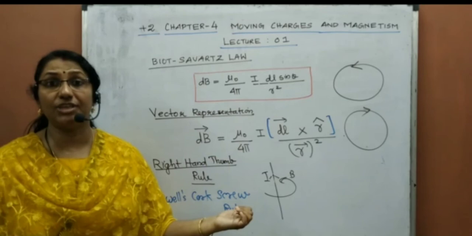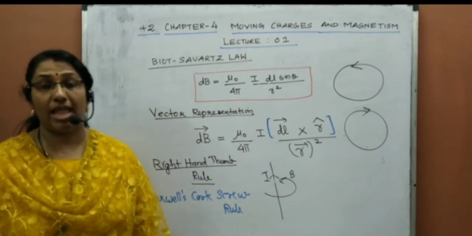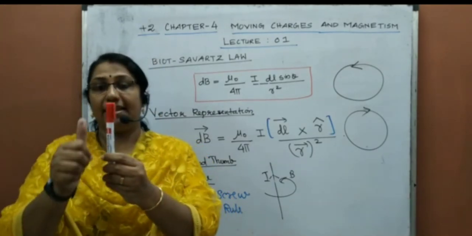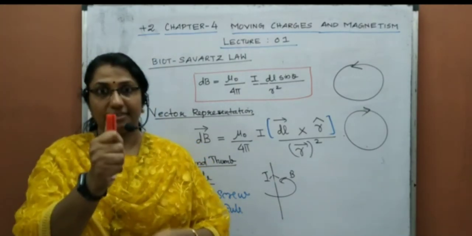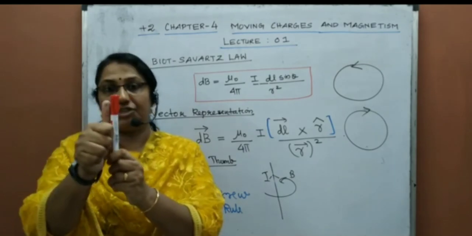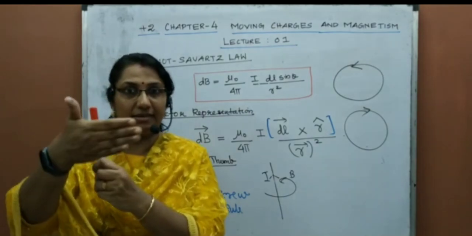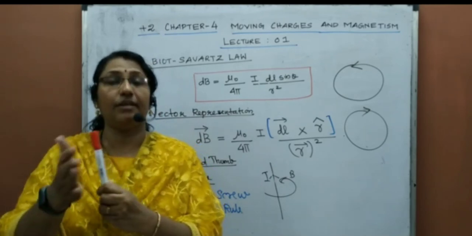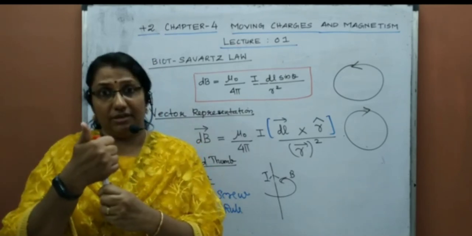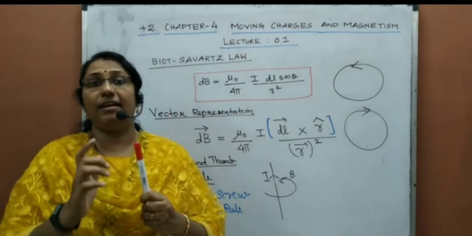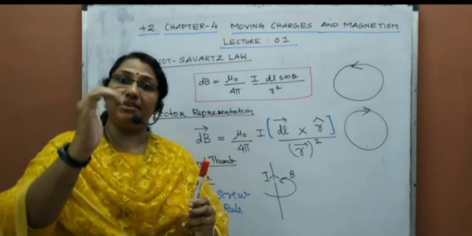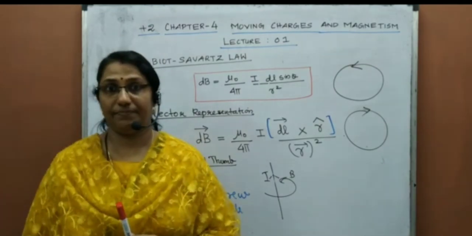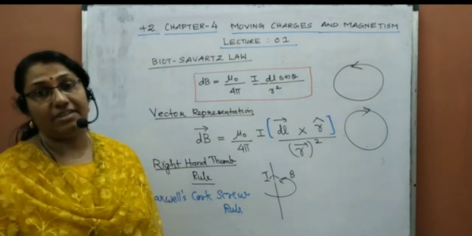How to take the direction? By using the right hand thumb rule. The right hand thumb rule states that if a straight current carrying conductor is placed in our right hand in such a way that the thumb directs towards the direction of current, then the curlings of the finger, C-U-R-L-I-N-G, curlings of the finger will give the direction of the magnetic field. If the current carrying conductor is circular, rotate the fingers in the direction of the current, then the thumb will give the direction of the magnetic field. Clear?